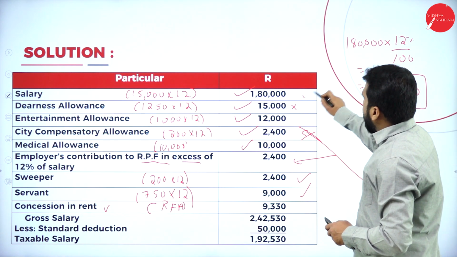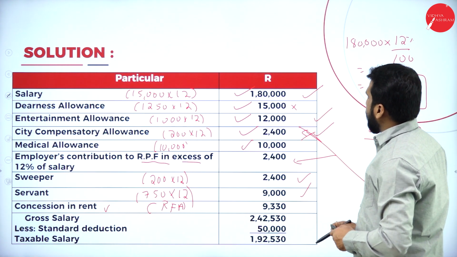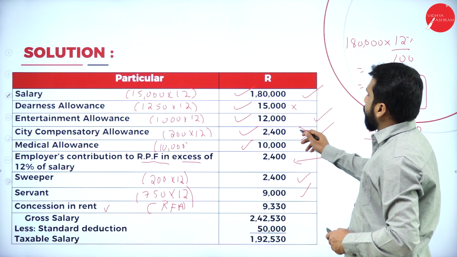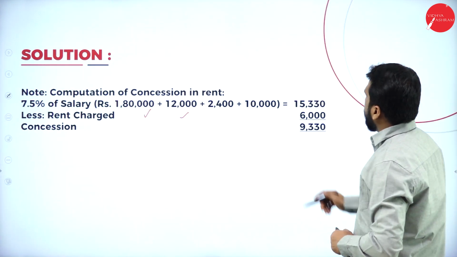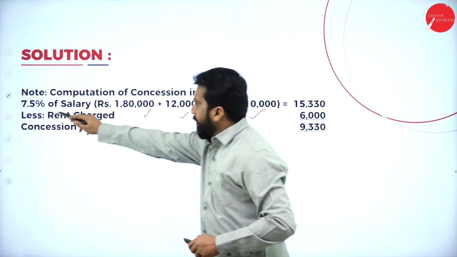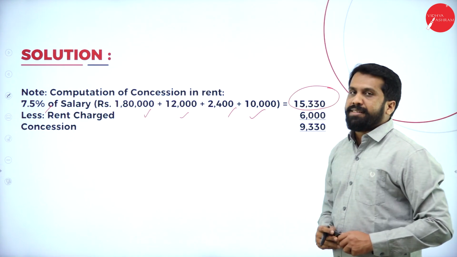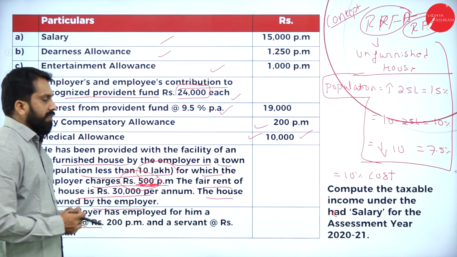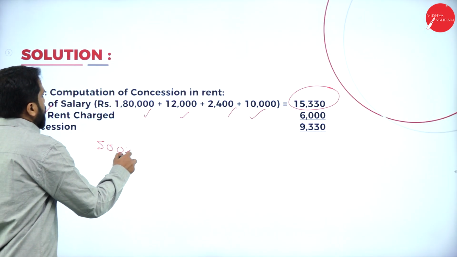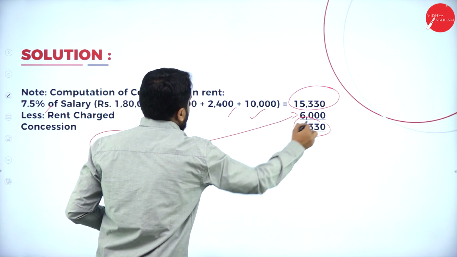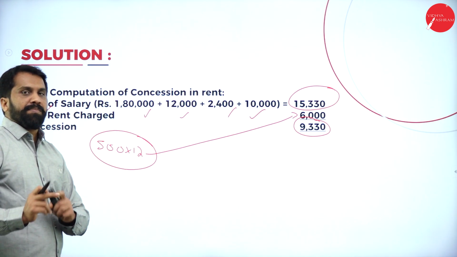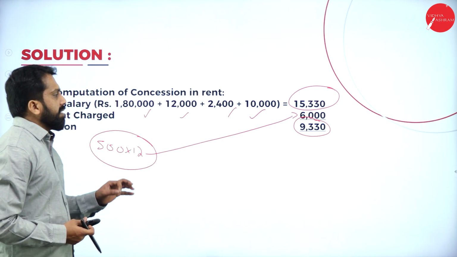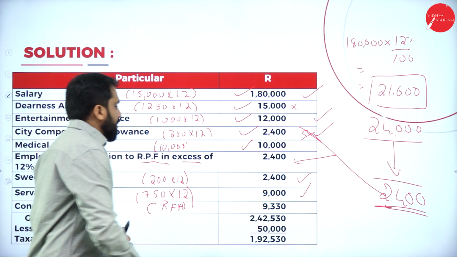Now, they have taken 1,80,000, 12,000, 2,400 as well as 10,000. Now, 1,80,000 is your basic pay, 12,000 your entertainment allowance, city compensation and medical. Up to medical we have to take everything. So, on that you calculate 7.5%. You will get 15,330. How much has he paid in this question? 500. He charges rupees 500. Now, 500 into 12, this will be 6,000. What is the actual concession you have? 9,330. Clear? Actually, he had a concession of 15,330. Out of this, 6,000 he has already paid. So, what is the balance? 9,330.